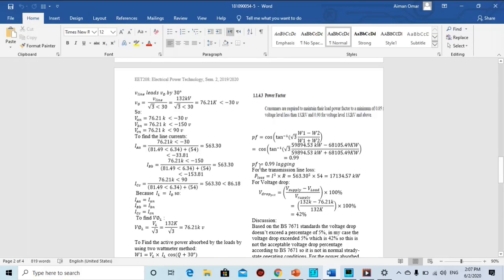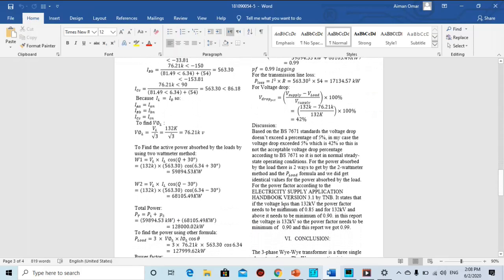And for the transmission line loss, P loss equals to I square multiplied by R, so 563.30 square multiplied by 554, so it will equal to 17,134.57 kilowatt. For the voltage drop percentage, it equals V supply minus V load over V supply multiplied by 100%, so 132K minus 76.21K over 132K multiplied by 100, so it will be 42%.